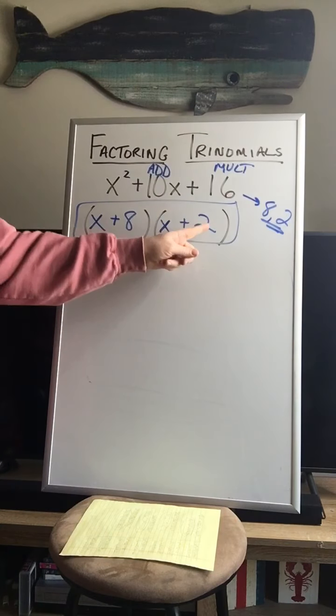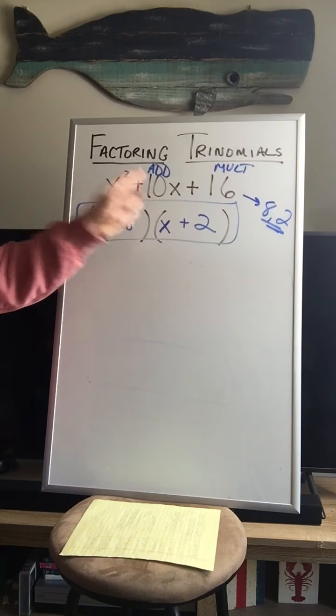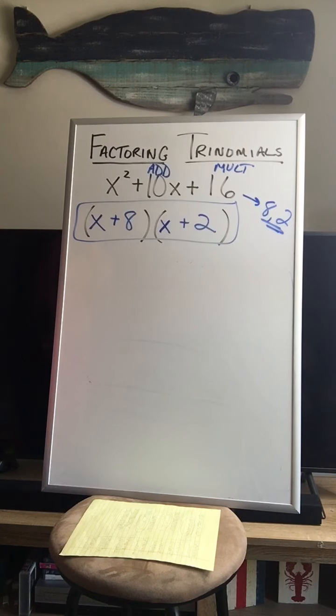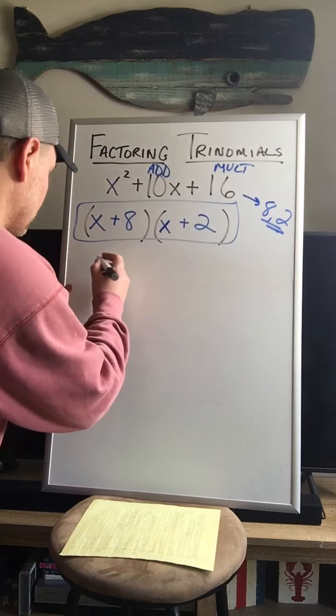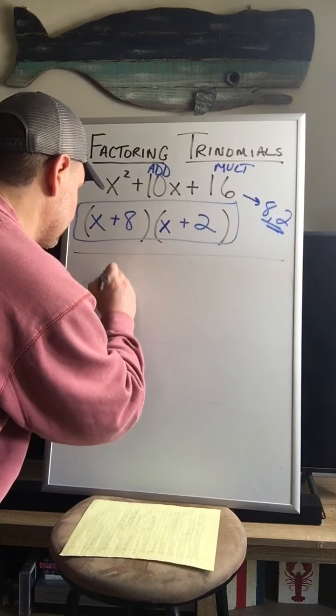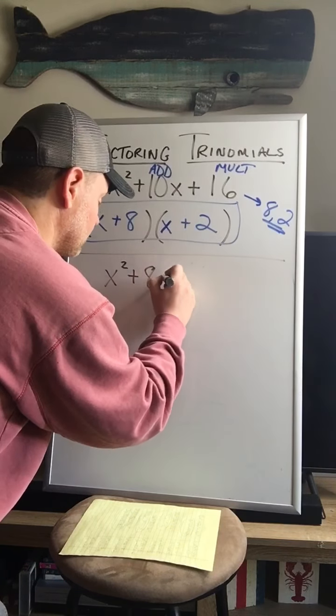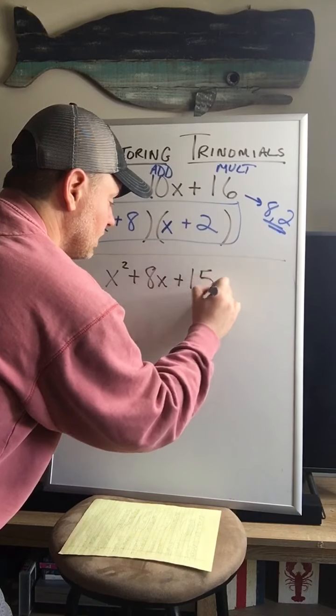So the numbers that go here have to multiply to the last number and add up to the middle number. That's it. Okay? So let's look at what if we had x squared, this one.